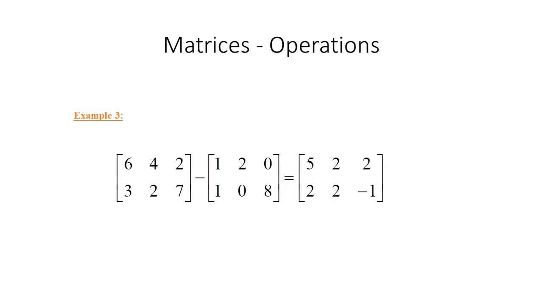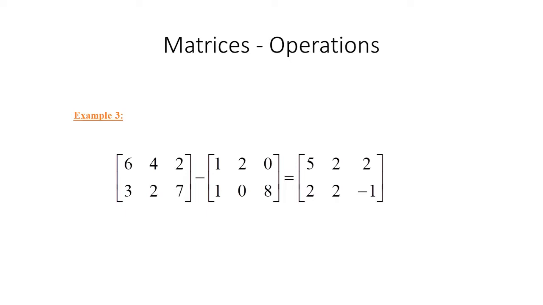In this example number 3, we are going to see the subtraction of two matrices. So the subtraction of two matrices is just like the addition of two matrices. Here the first matrix is a 2 cross 3 matrix and the second matrix is also 2 cross 3. So now we are going to subtract, just like adding, we have to subtract the corresponding numbers.